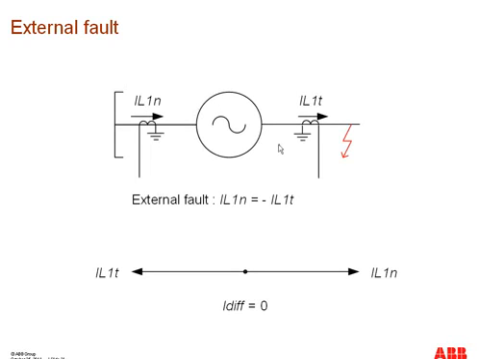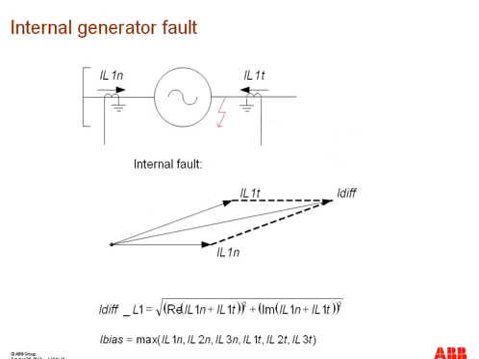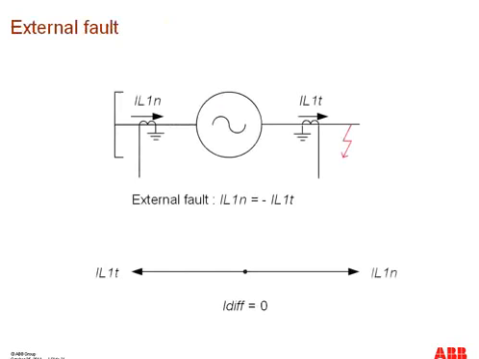In case of external fault, the direction of the terminal current will be opposite to that of the internal fault, and in that case the I differential will be equal to 0, whereas the I bias would be again the same, the maximum of all the phase currents. So ideally the I differential will be equal to 0 and the ratio will be less than 1. That would be an indication of an external fault.